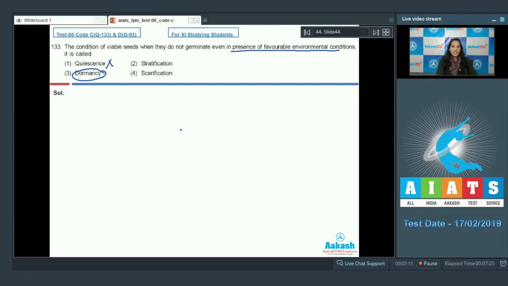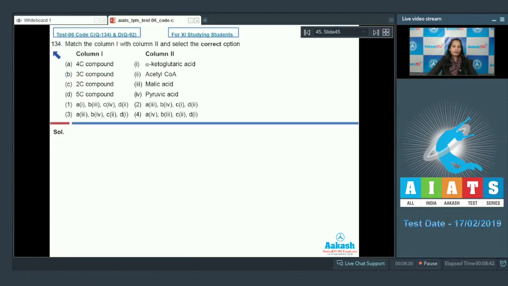What are stratification and scarification? These two are the methods to overcome the dormancy. Scarification is a method by which there is a softening or weakening of the seed coat with the help of acids, alkali or knife to remove the seed dormancy. So this option is also ruled out. Stratification is also a method in which treatment of low temperature with oxygen is given to remove the dormancy. So this option is also ruled out. So the viable seeds which do not germinate even in presence of favorable conditions are dormant, and this condition is known as dormancy. So the correct option for the given question is option number 3. Let's move on to the next question.